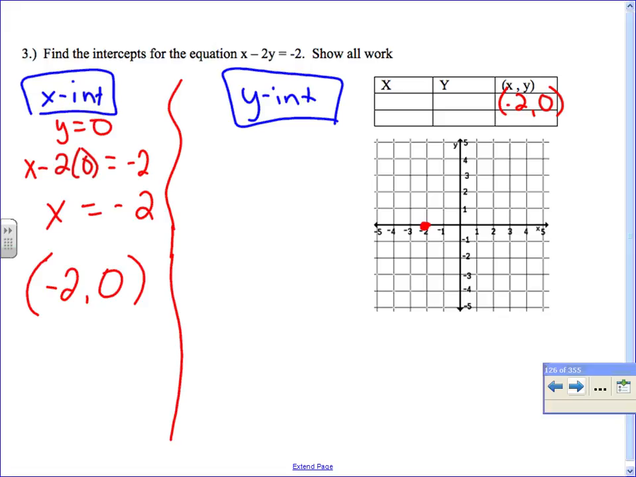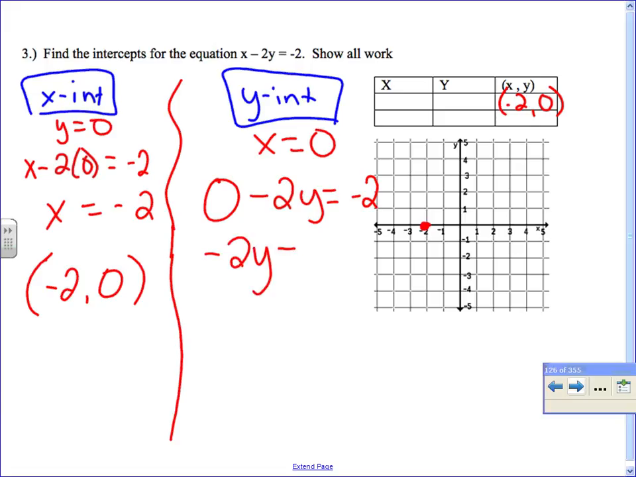Okay, ready? Sean, for the y-intercept, where do we put 0? Good, we're going to put 0 in for x. Are you ready? 0 minus 2y equals negative 2. Donatus, what's 0 minus 2y? Good, negative 2y equals negative 2. Adam, what's y? Good, that's our y-intercept. So Briar, what's the ordered pair? Good, 0, 1.